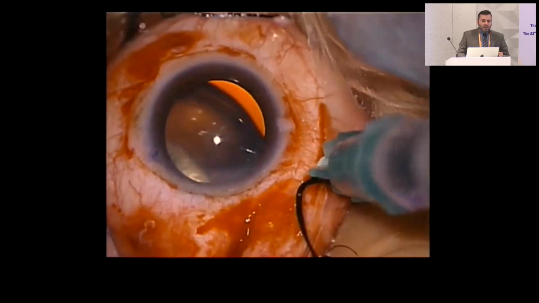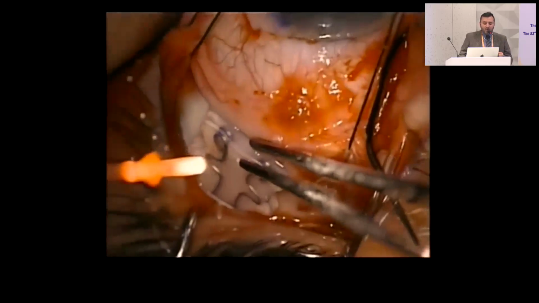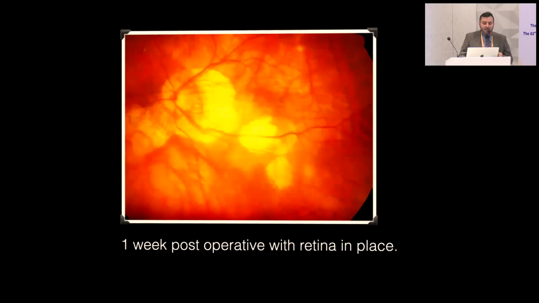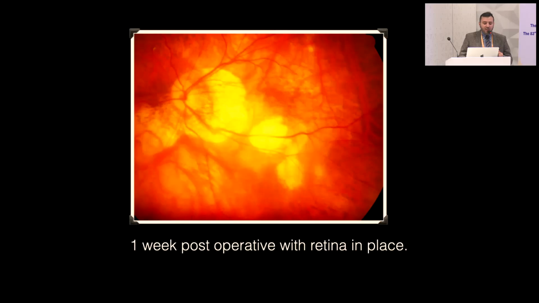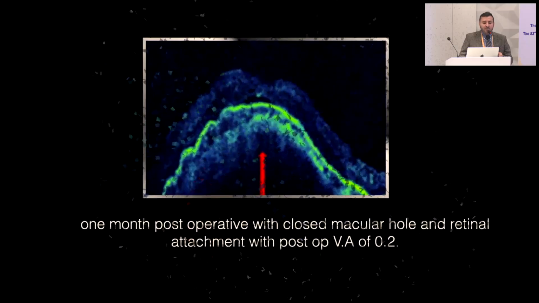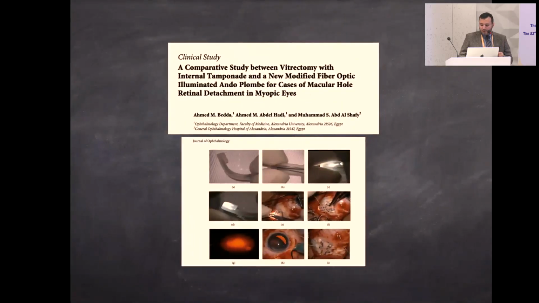After that, we inject an air bubble to conform the globe. And as we are going to see now, taking the last stitches, and this is the successful indentation, the macula in place. And this is the 1 week post-operative OCT, mild fluid around the myopic macular hole, and we are seeing also the closure of this macular hole in this slide. This is after 1 month, no fluid, and the macular hole closed, and this is our paper.